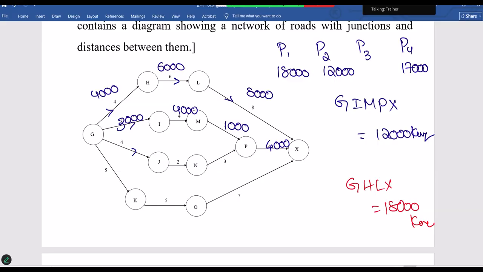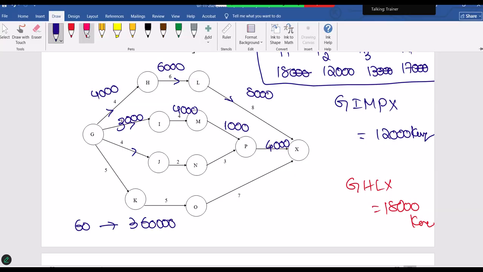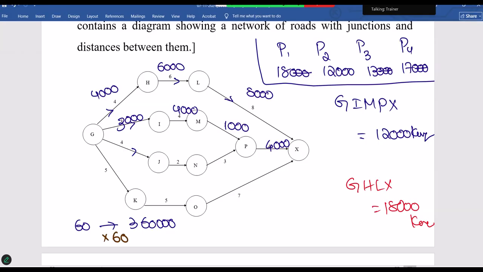Path 3 will be 4 plus 2, 9, 13. So if this is the case, 30 and 30 is 60. Okay, this is 60, right? Total we have 3,60,000. Multiplying each one by 6,000, 60 into 6,000 will be 3,60,000.